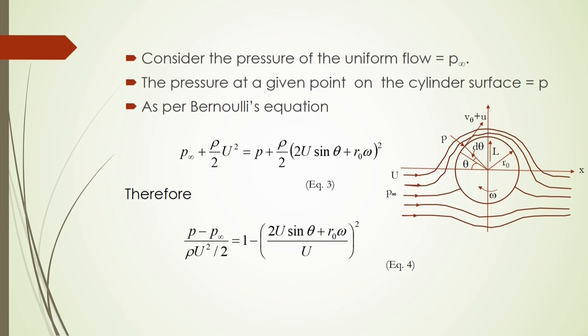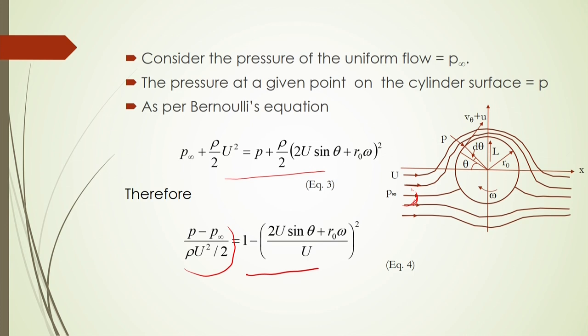Now, what should be the P value? You can get it from Bernoulli's equation between these two points. If the pressure at this point is P, then we can apply Bernoulli's equation: P infinity plus rho u square by 2 equals P plus rho by 2 into the square of the sum of the tangential velocity, 2 u sin theta, plus r 0 omega, the angular velocity term. After simplification, we have (P minus P infinity) by (rho u square by 2) equal to 1 minus (2 sin theta plus r 0 omega by u) whole square.